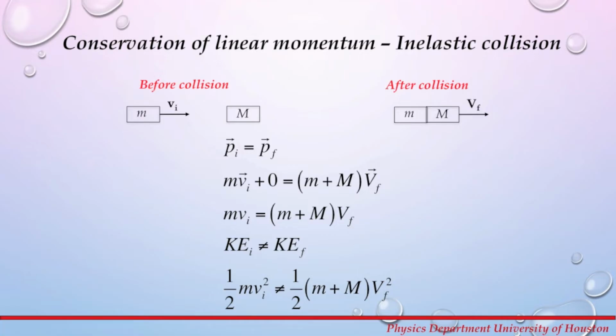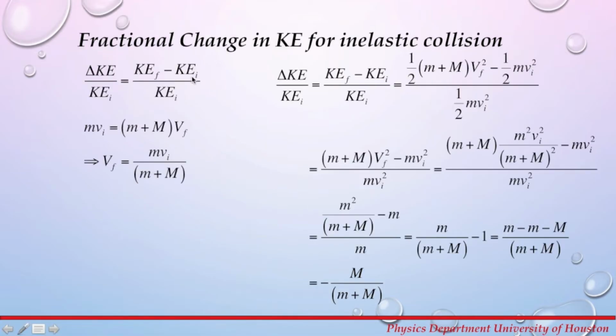The kinetic energy for an inelastic collision is not conserved, which means that the initial kinetic energy is not equal to the final kinetic energy. Since the kinetic energy for a completely inelastic collision is not conserved, we can calculate a fractional change in kinetic energy, which is given by this term. It is the change in kinetic energy divided by the initial value of the kinetic energy. In physics, you can calculate a fractional change for any quantity that is not conserved by using this equation. It is the change in that quantity divided by the initial value of that quantity.